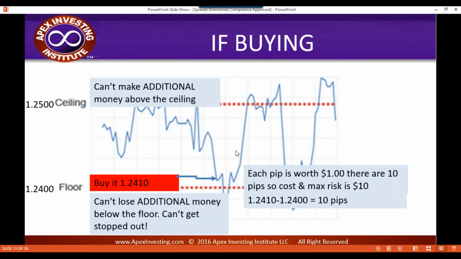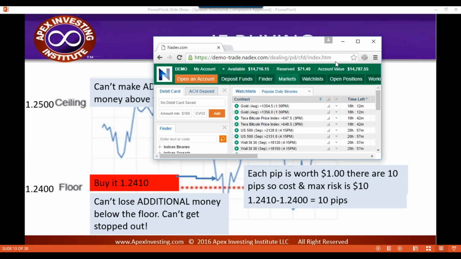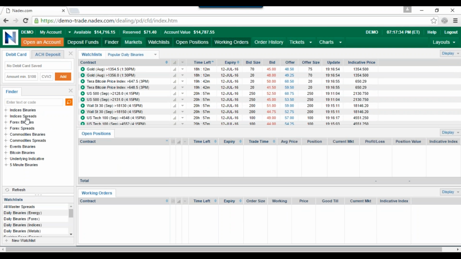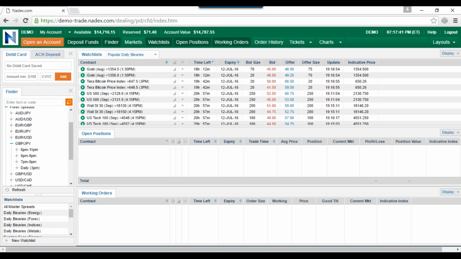How that works? Because I know there's a lot of questions that have come up on that, especially since, let's hop over here and take a look at the Nadex platform. Let's just go right here to Forex spreads, and let's pull up pound yen for now. Well, you've got multiple spreads here. We've got some spreads that opened up at 6 p.m. and they go all the way until 11 p.m. They expire at 11. Then we have 2-hour spreads. These opened up at 6 p.m. and will expire at 8 p.m. We had some new ones that opened at 7 p.m. They'll go to 9 p.m.